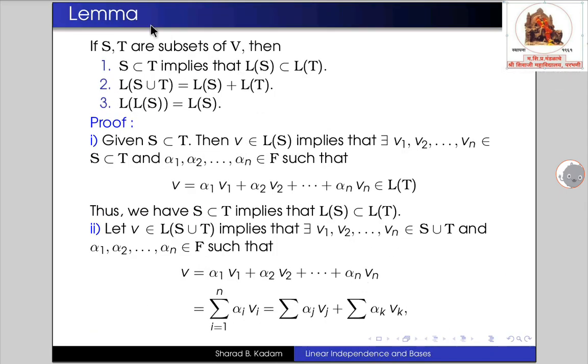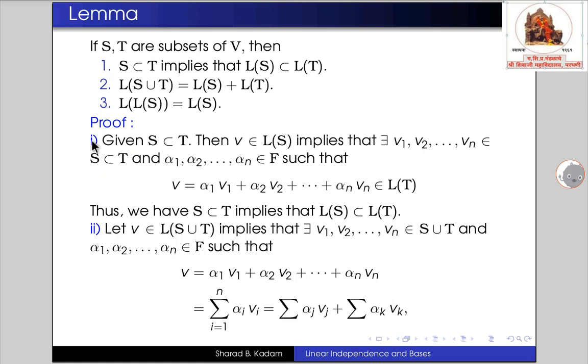Next we have the second lemma. The statement of the lemma is: if S and T are subsets of the vector space V, then if S is a subset of T, it implies that the linear span of S is a subset of the linear span of T. The second condition states that the linear span of S union T equals the linear span of S plus the linear span of T. And the third condition states that the linear span of S equals the linear span of S. So we will prove this lemma.